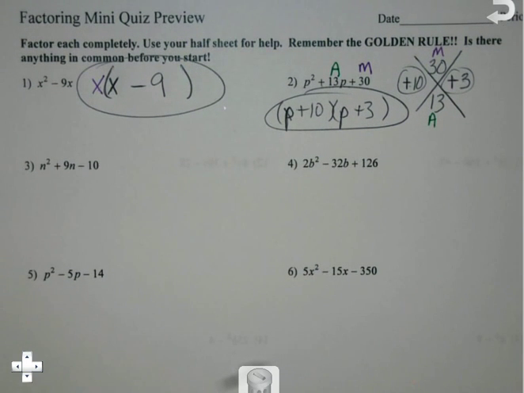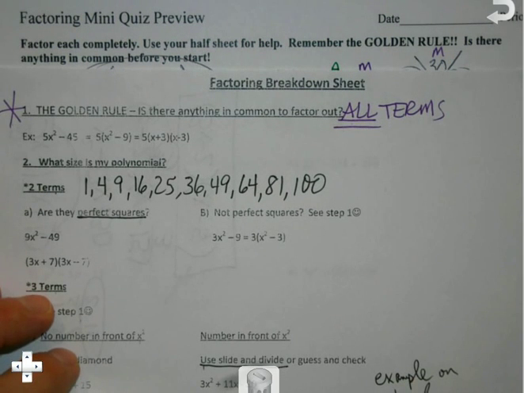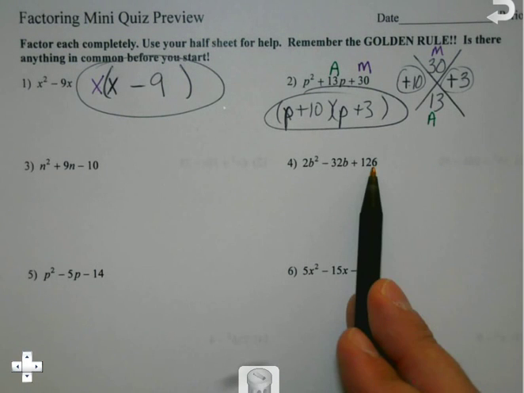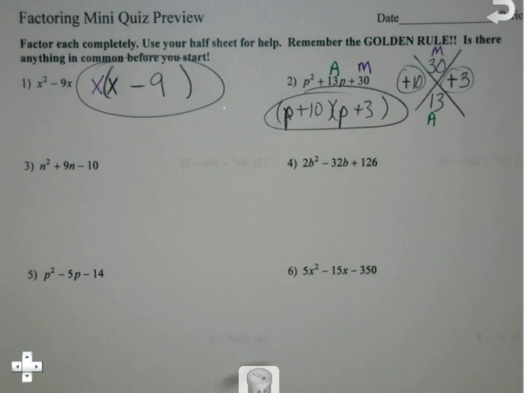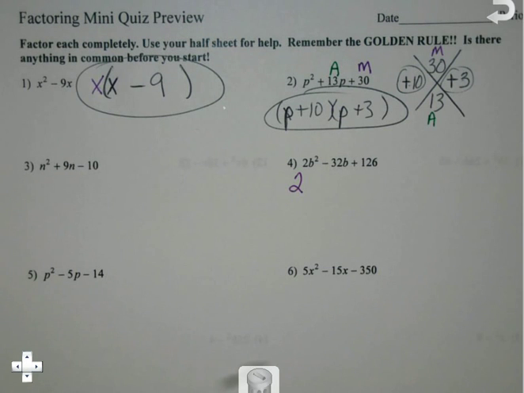So let's say we go down to number 4. Again, not trying to beat this into the ground. Always check this first. Do those 3 terms have anything in common? I see the first 2 only have b's, so that's not going to help me. Is there a number that divides into 2, 32, and 126? Yeah. 2 does, and here's why that's important.